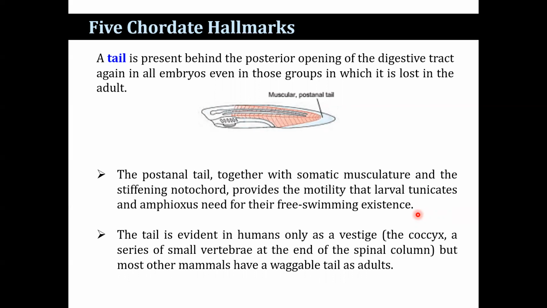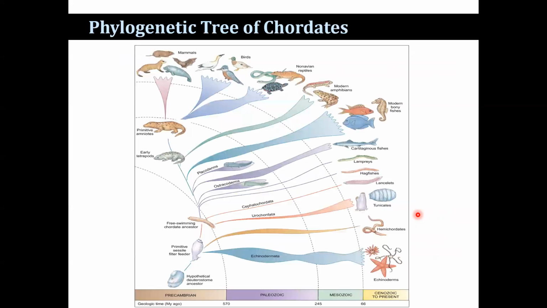Now the tail is evident in humans as a vestige. That is the coccyx, a series of small vertebrae at the end of the spinal column. But most mammals have a visible tail in adult forms.